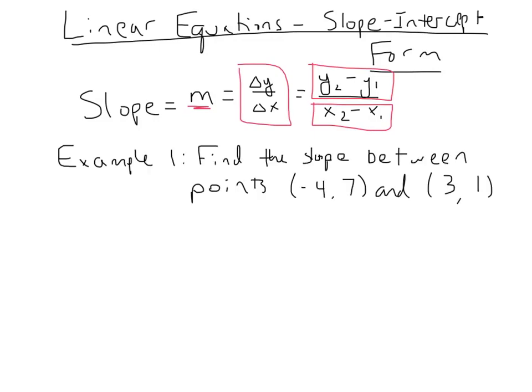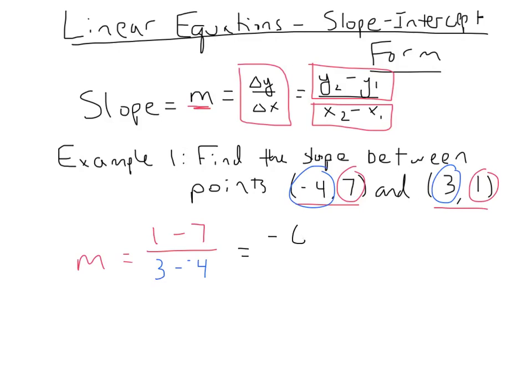In this example, we will try to find the slope of a line between the points negative 4, 7 and 3, 1. And we will say m is equal to y2, we'll say is 1, minus y1, we'll say is 7, over x2, we'll say is 3, minus x1, we'll say is negative 4, so minus negative 4, and that's going to be negative 6 over 3 plus 4, so that'll be negative 6 sevenths would be the slope of that line.